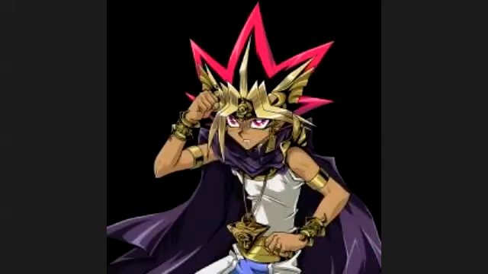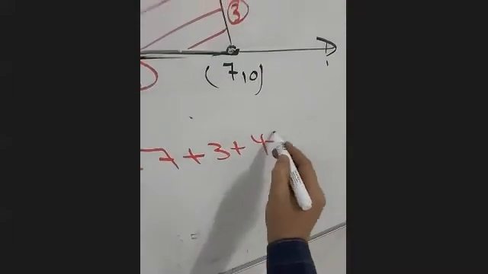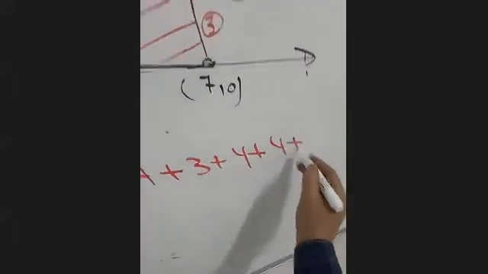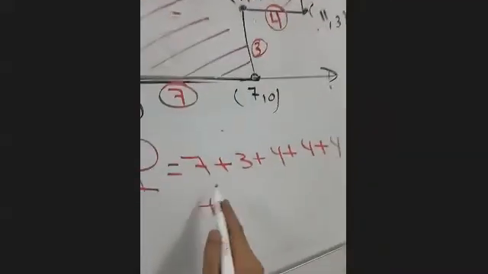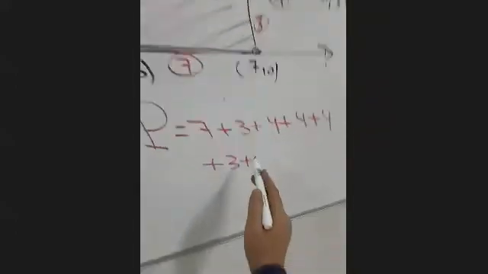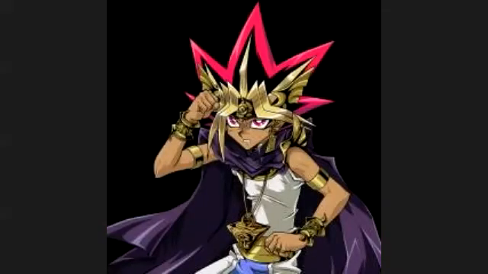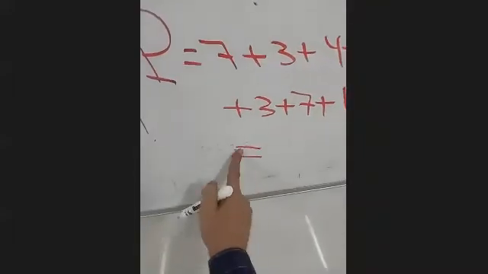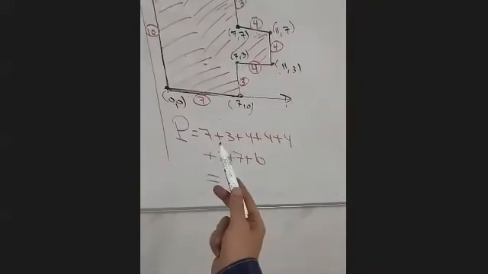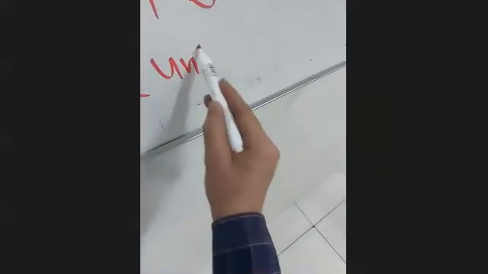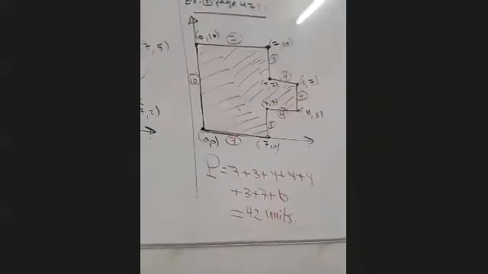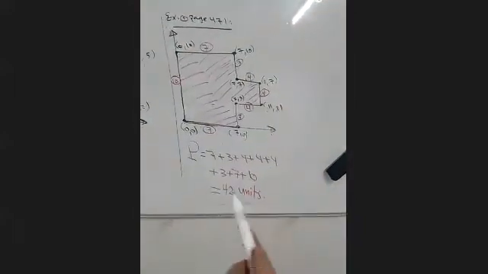4 plus 7, plus 3, plus 4, plus 4, plus 3, plus 7, plus 10, plus 10. And we add: 10, 22, 32, 42. 42 units. So the perimeter of this figure is 42 units.